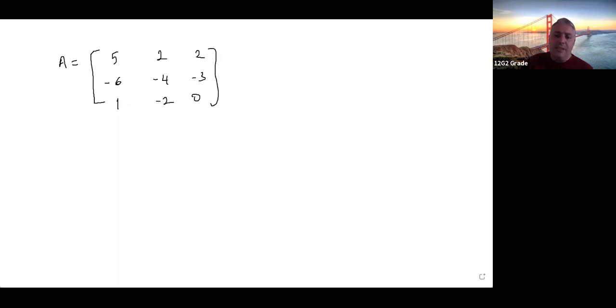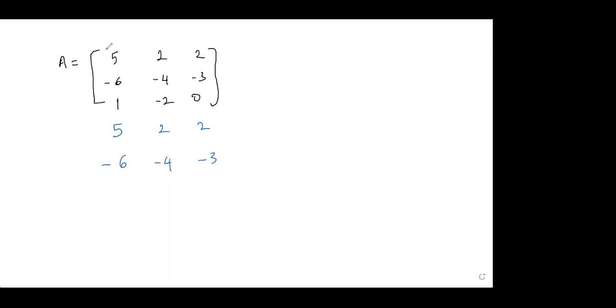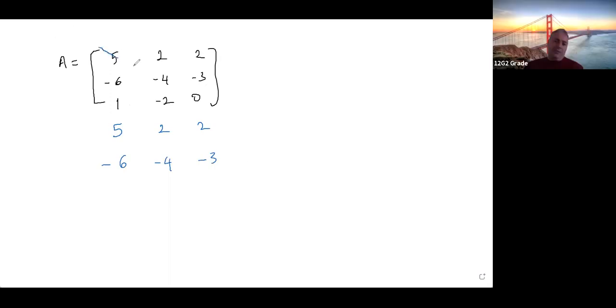Now the way is this: just copy paste the first 2 rows down. So 5, 2, 2, negative 6, negative 4, negative 3. Then look: here we are multiplying 5 times negative 4 times 0, plus; and here we are multiplying negative 6 times negative 2 times 2, plus; and 1, 2, negative 3.